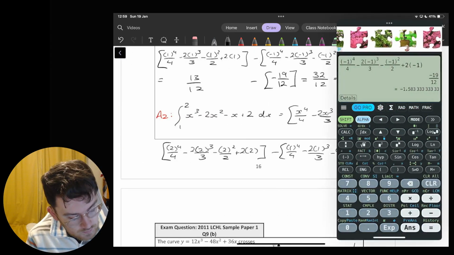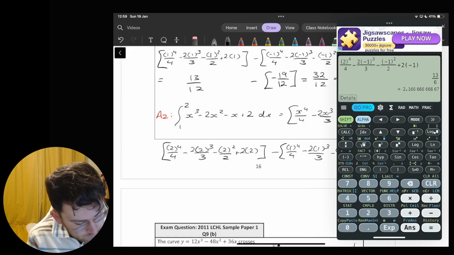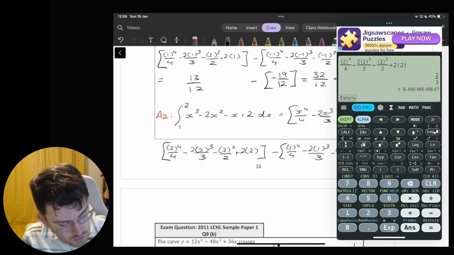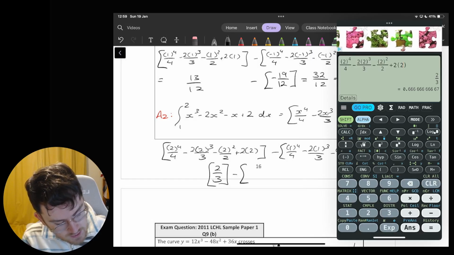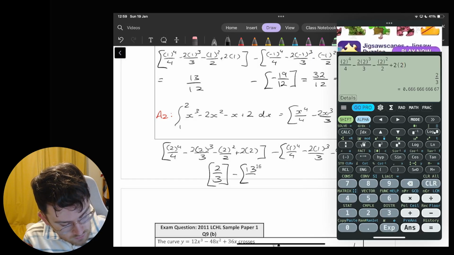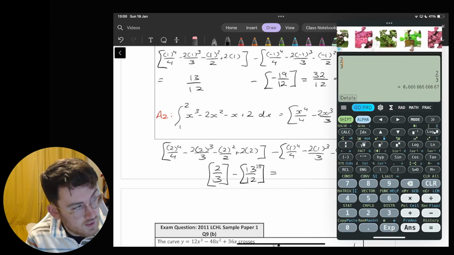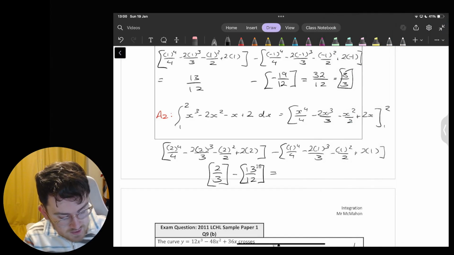Okay, so filling in my value for 2 here now. Two over 3 and minus my value for 1, which was 13 over 12. So 2 over 3 minus 13 over 12 gives me an answer of minus 5 over 12.